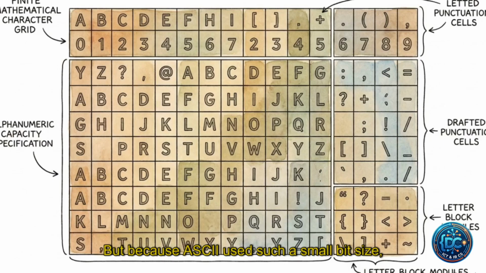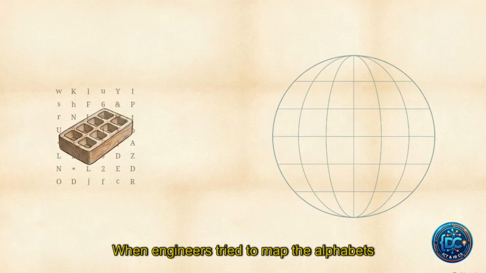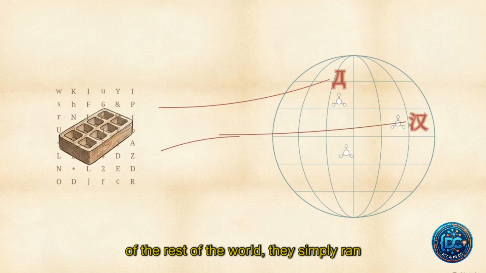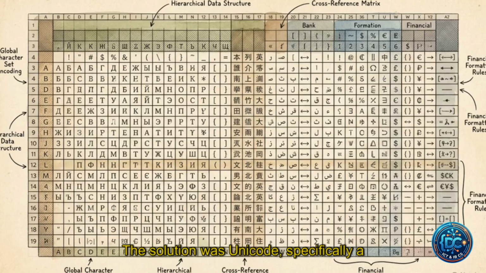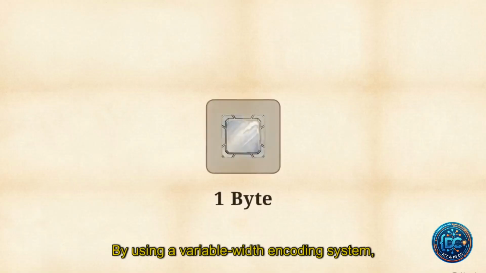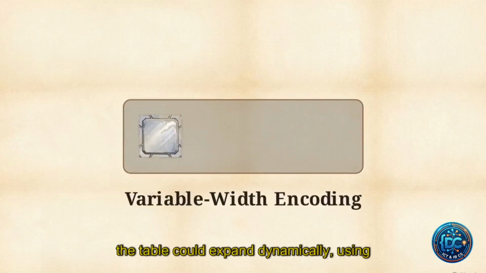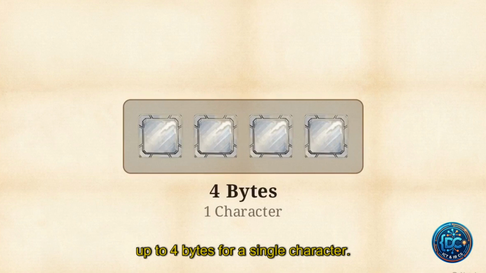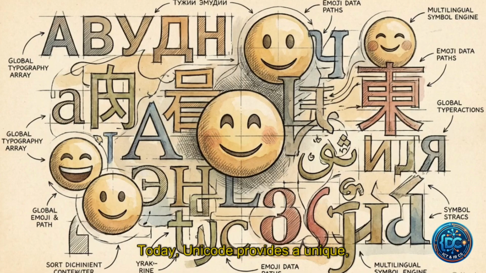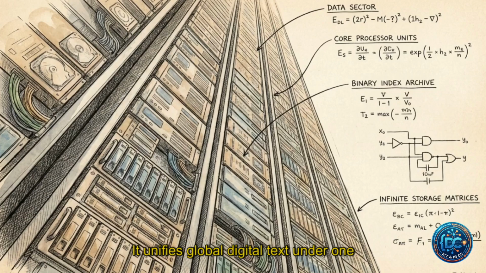But because ASCII used such a small bit size, it only held enough combinations for English letters and basic punctuation. When engineers tried to map the alphabets of the rest of the world, they simply ran out of room. The solution was Unicode, specifically a format called UTF-8. By using a variable width encoding system, the table could expand dynamically, using up to 4 bytes for a single character. Today, Unicode provides a unique, standardized binary address for virtually every character, script, and emoji on Earth. It unifies global digital text under one massive mathematical index.